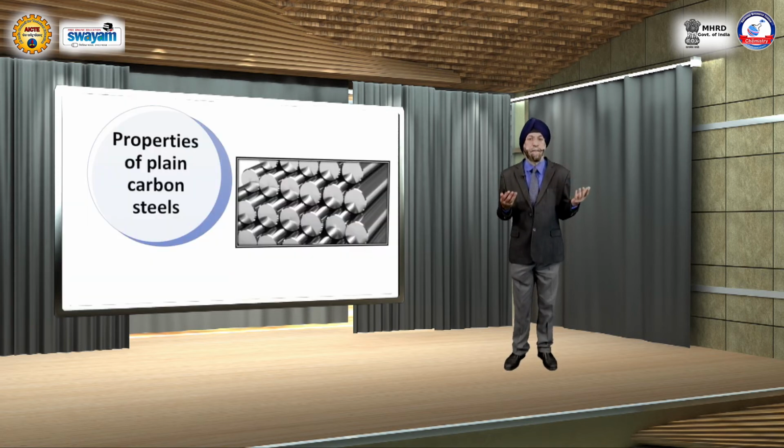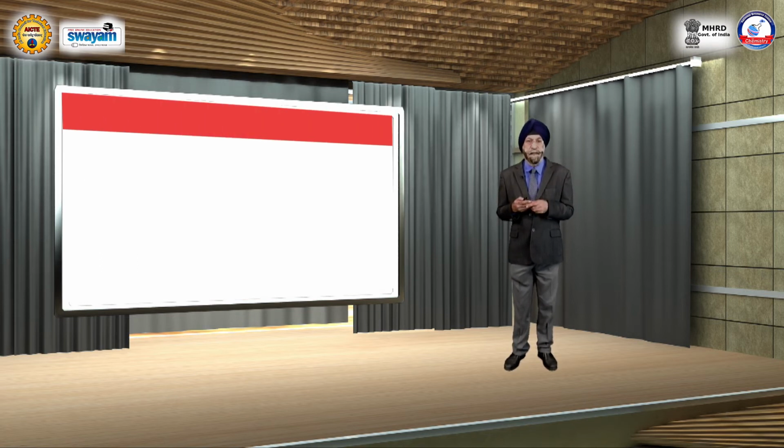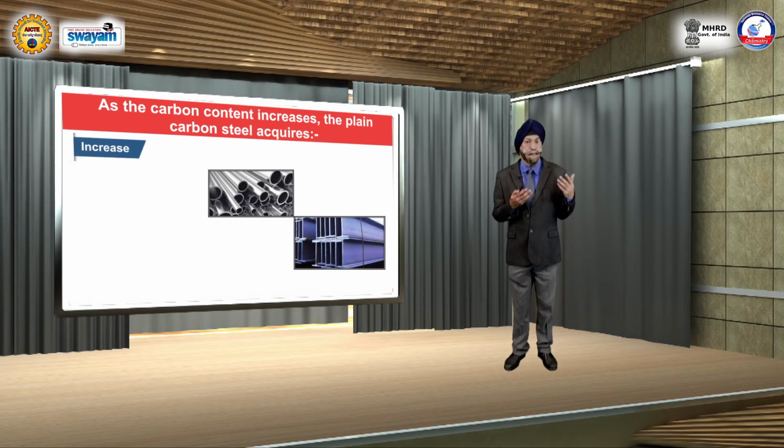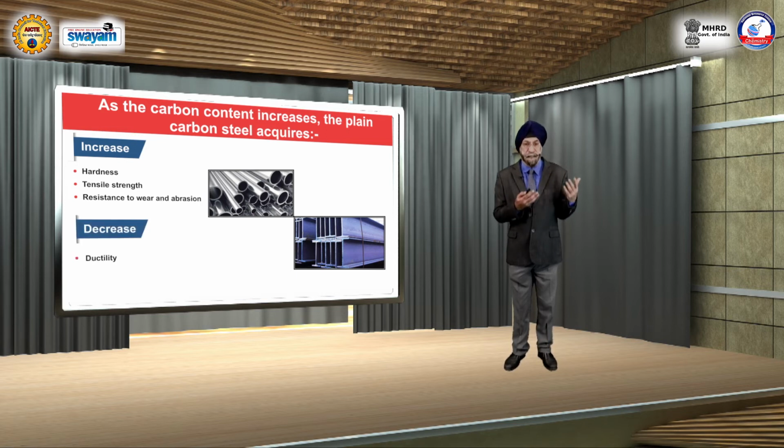Let us now take up the properties of carbon steel. As the carbon content increases, the plain carbon steel acquires increased, number 1, hardness, number 2, tensile strength, number 3, resistance to wear and abrasion. But what decreases is the ductility, toughness, machinability and weldability.